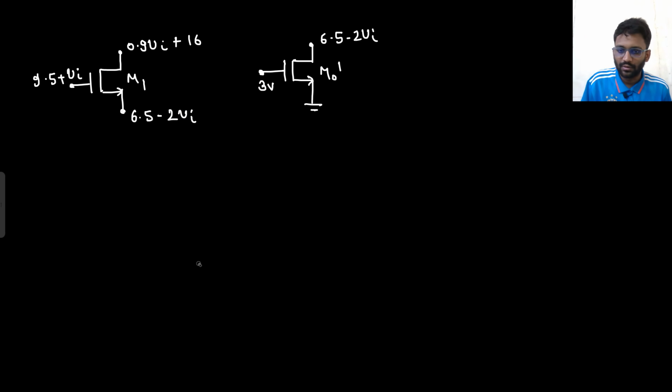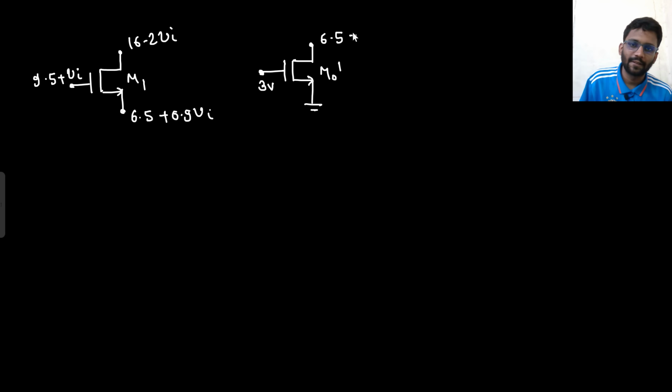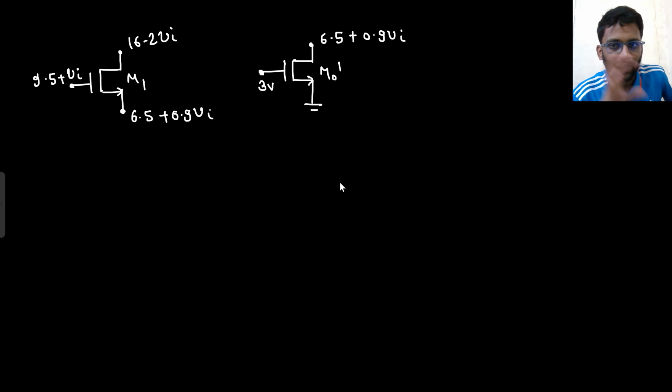So this would be 6.5 plus 0.9 V in, and this would be 16 minus 2 V in, and this would be 6.5 minus 0.9 V in. Not minus, it would be plus. Right, this would be 6.5 plus 0.9 V in. So these are the potentials that M1 and M0 dash are having, both AC and DC combined.